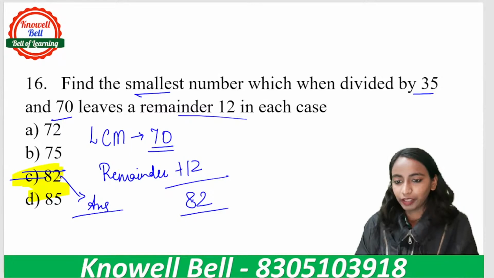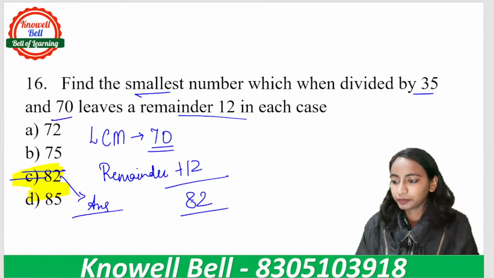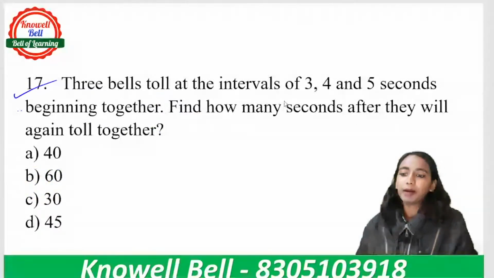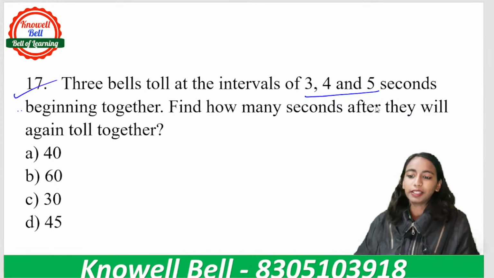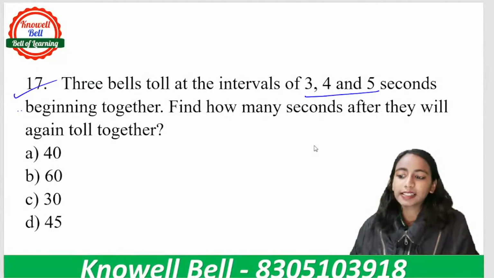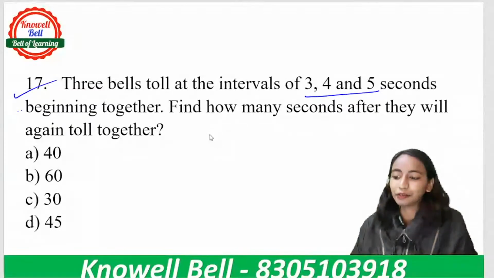No difficulties. Okay. We'll go with the next question then. Question number 17. Three bells toll at intervals of 3 seconds, 4 seconds and 5 seconds, beginning together. After how many seconds will they again toll together? 40 seconds, 60 seconds, 30 seconds and 45 seconds.